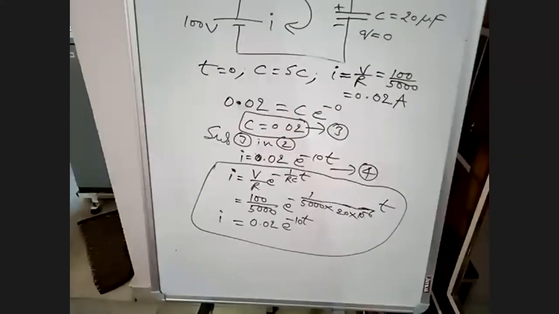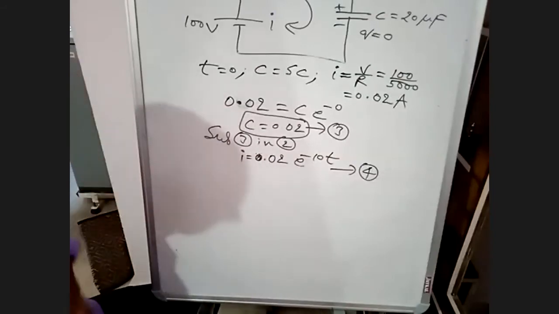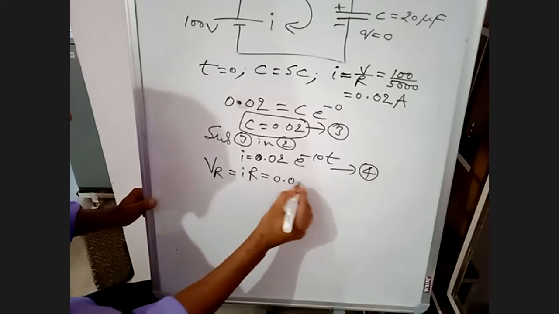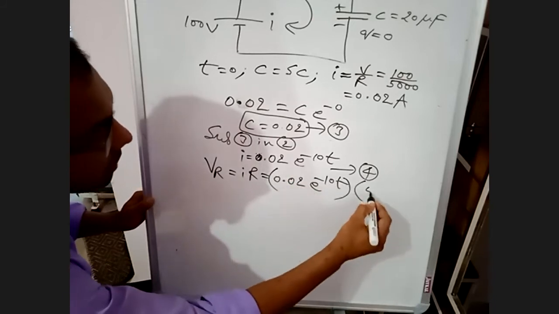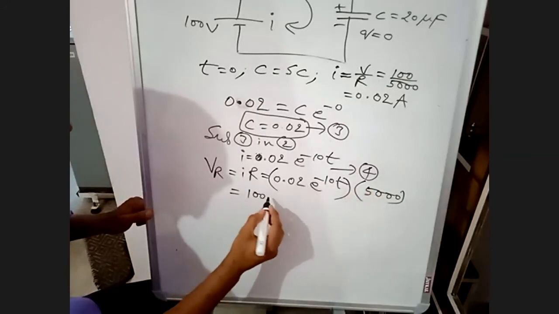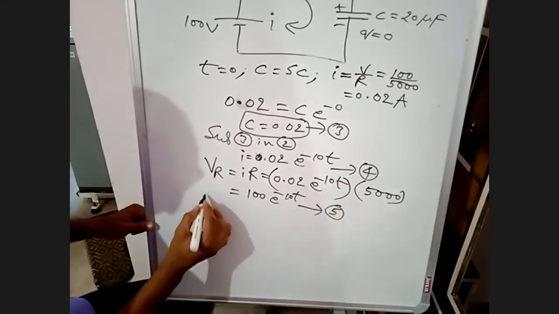Now, in the problem, what else is he asking? Current i, VR and VC. Now we will determine VR. VR is equal to I into R. Your I is 0.02 e power minus 10t. R value is 5000. Multiply 0.02 with 5000, it will be 100 into e power minus 10t. This is your VR.